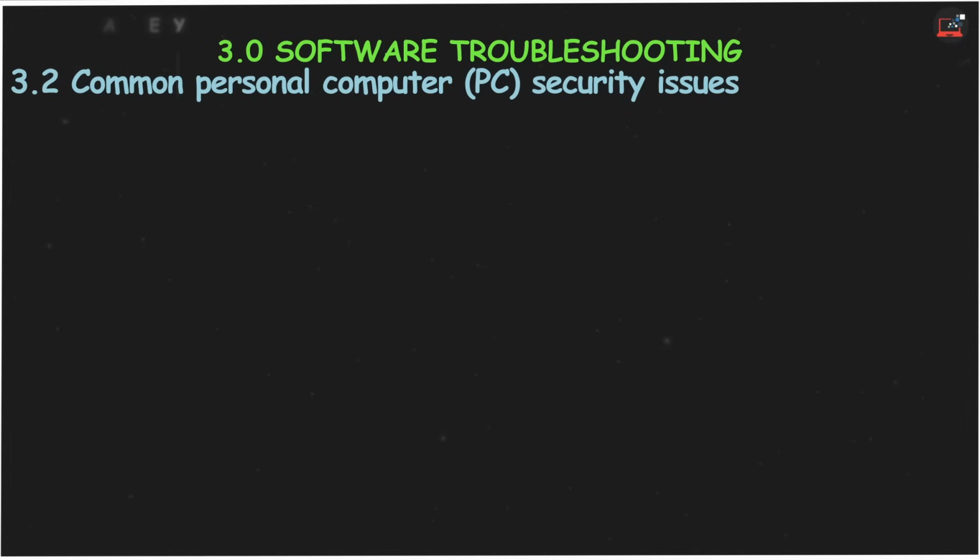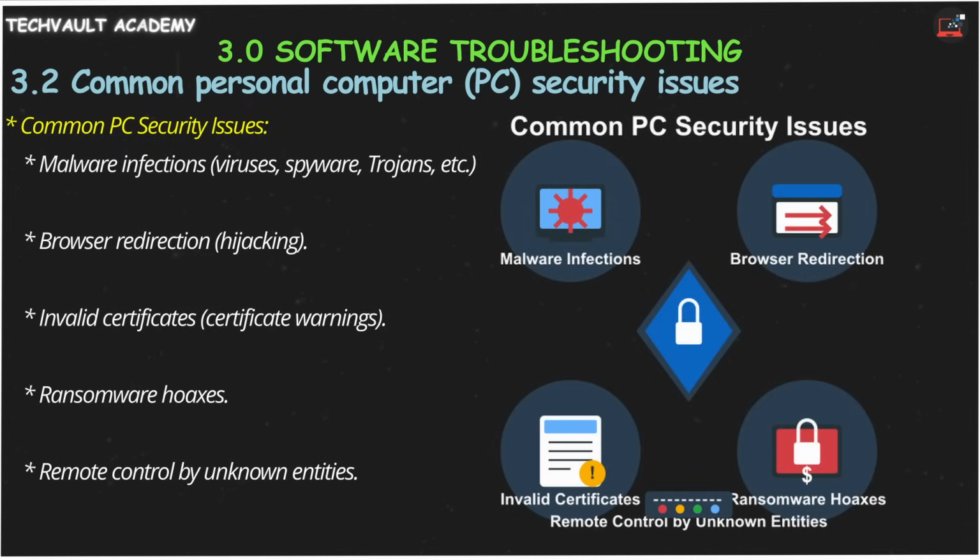Objective 3.2. Given a scenario, troubleshoot common personal computer PC security issues. Common PC security issues: malware infections, viruses, spyware, trojans, etc. Browser redirection, hijacking, invalid certificates, certificate warnings.